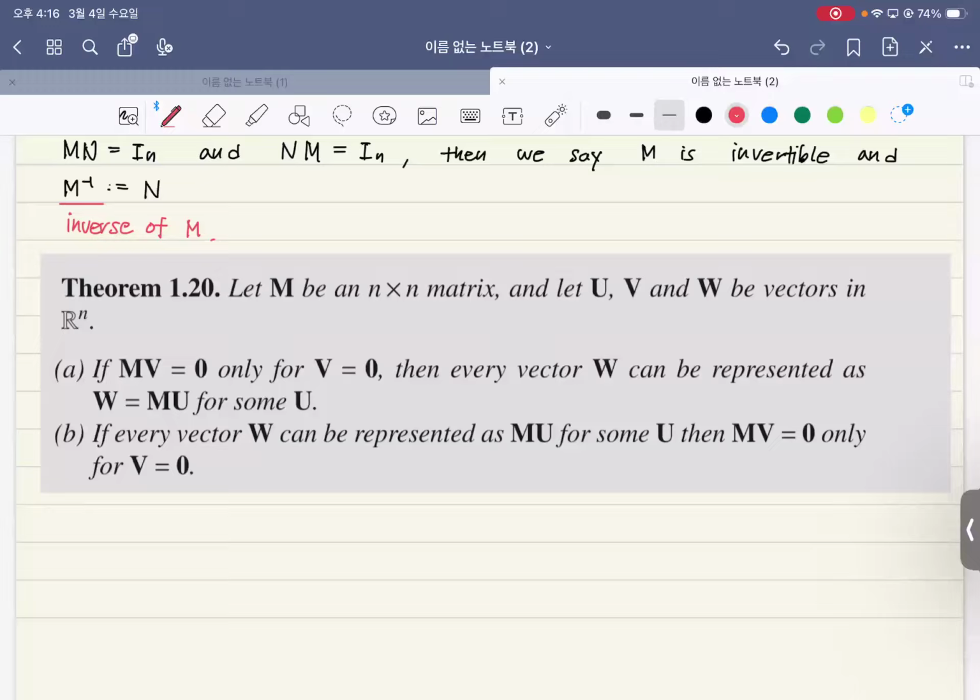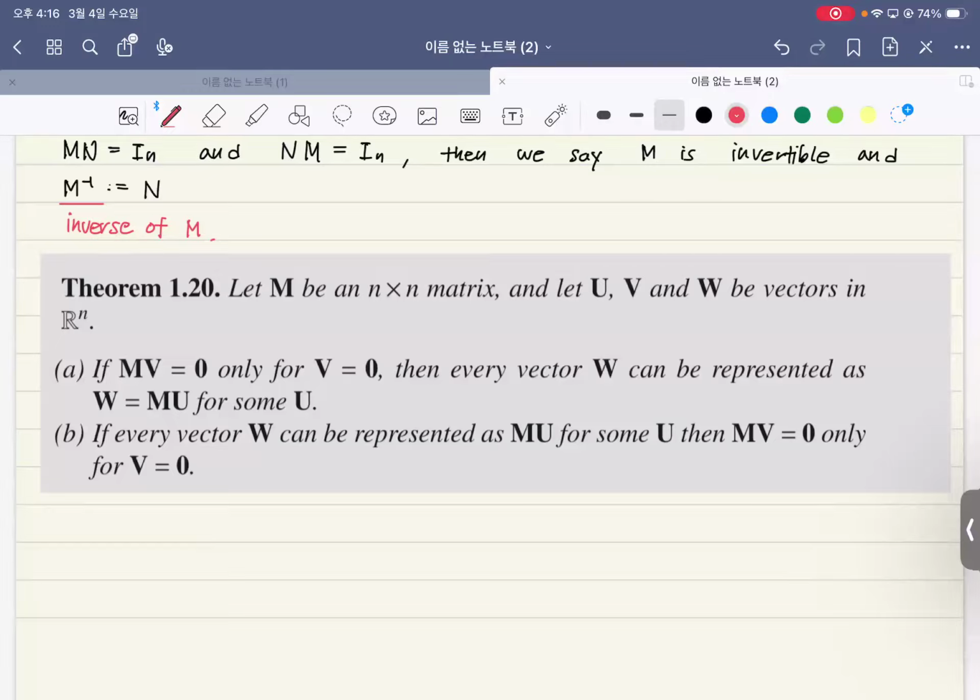What about letter A? Suppose that M times V equals 0. So what does it mean? This is an n by n matrix, and this is an n by 1 matrix. So dimension-wise, this whole thing on your left is an n by 1 matrix. So this is an n-dimensional vector. Let's suppose that this n-dimensional vector equals the 0 vector, only for V equals 0.